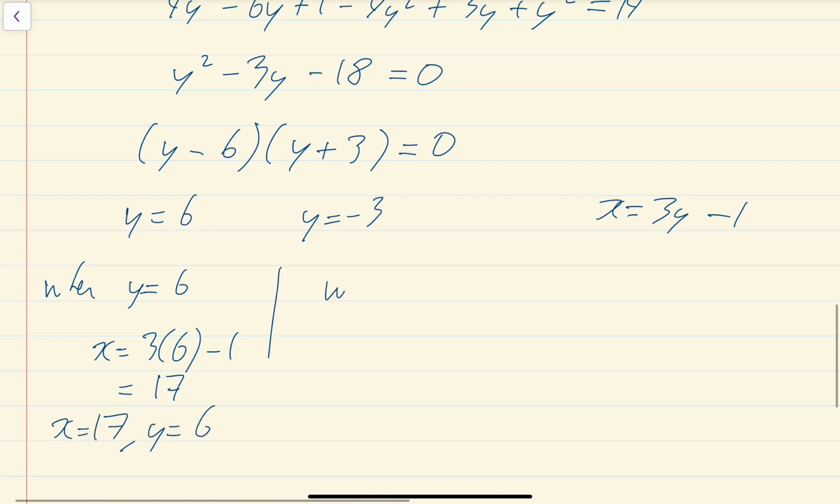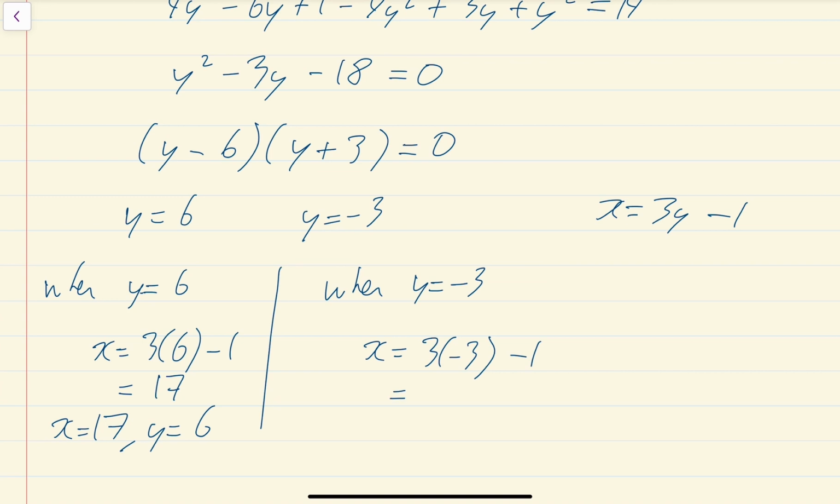Or say when y is equal to minus 3, x would be equal to 3 times minus 3 minus 1. So 3 times minus 3 would be minus 9, minus another 1 would be minus 10. So another simultaneous answer was x equals minus 10 and y equals minus 3. So hopefully they are right.